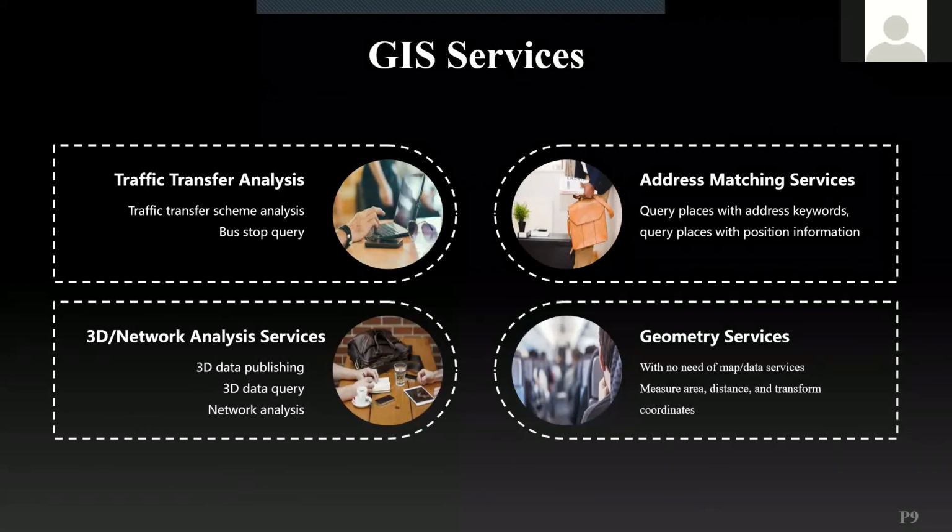And the next one is the 3D network analysis service, a 3D analysis service. This is mainly about 3D. As we know, SuperMap supports both 2D and 3D, and it is an integrated GIS platform product. For the server, it's the same. The server can publish 3D services directly, like 3D data publishing, 3D data query, and also 3D network analysis, which is different from the 2D network analysis.